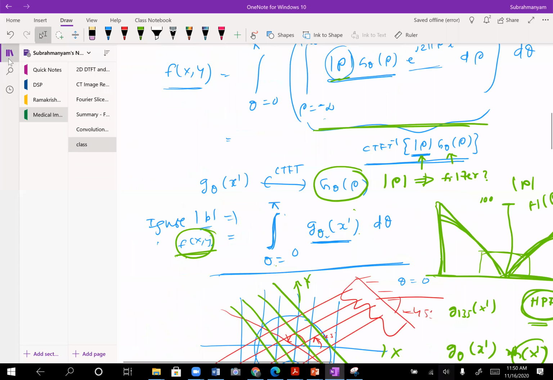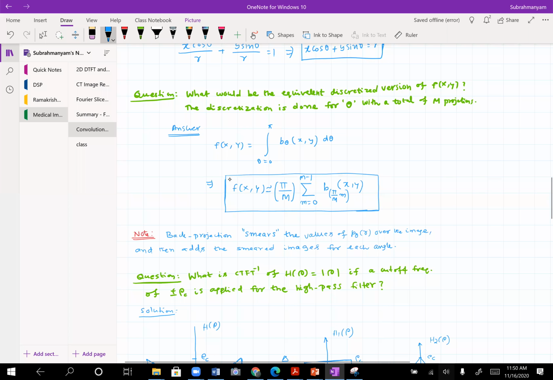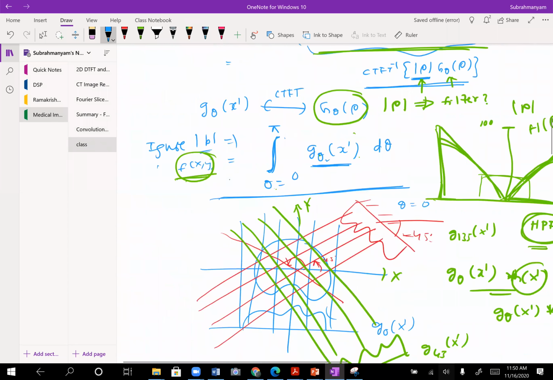Then there are still a few more issues to be sorted out. How do you discretize this one? Well, it is equivalent to what you do: you take m samples of it. Then you normalize it by pi by m. This is a very conventional thing you do, and it should be quite straightforward.